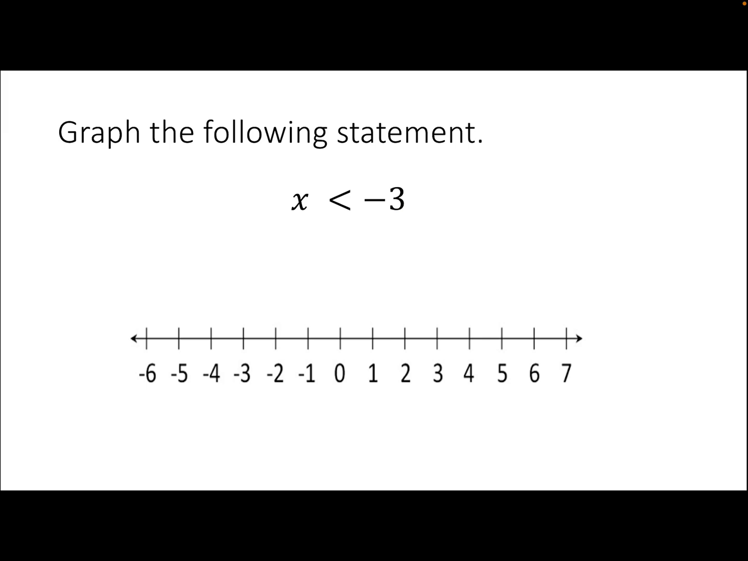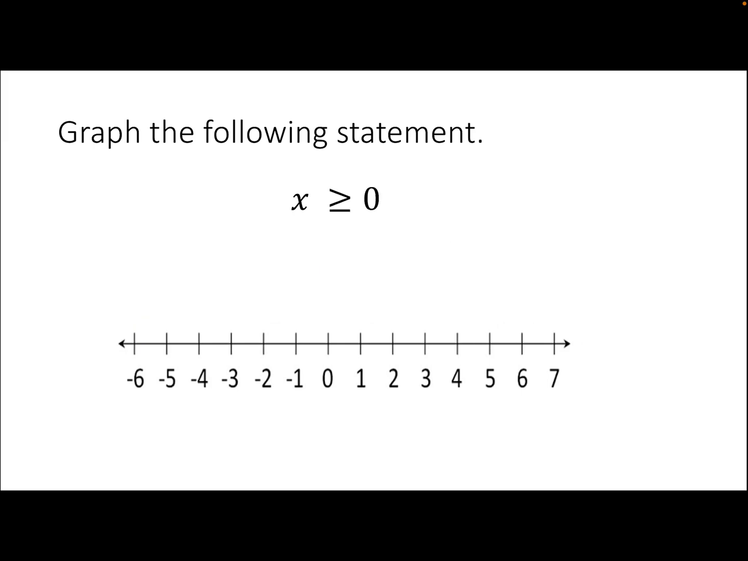If we're going to graph this statement, x is less than -3, how would I do this then? Would I use an open dot or a closed dot? Because it says is less than -3, it's going to be an open dot. This is not equal to -3. It has to be less than -3. So the arrow goes to the left.